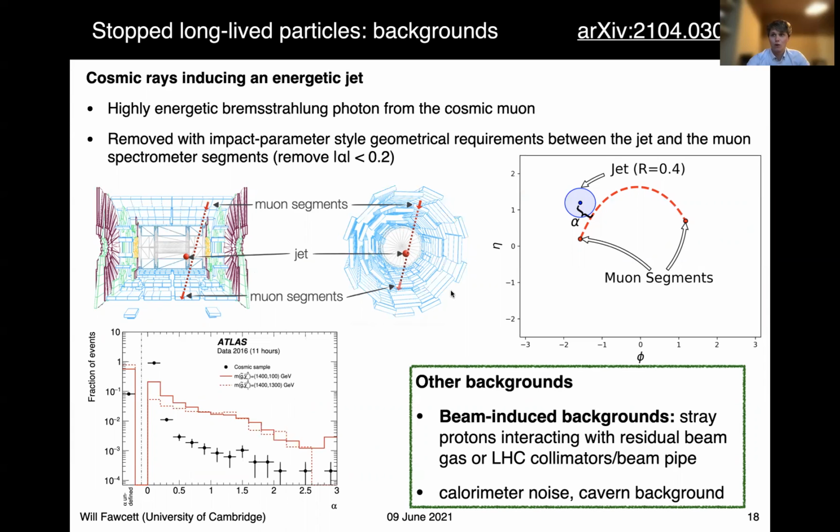The plot on the right here illustrates this requirement and the definition of this alpha variable that they cut on. The curved line in this eta-phi space corresponds to the straight line on the plots on the left. And this alpha is the impact parameter style distance from that line to the jet. And as you can see in the plot on the bottom left, they are able to remove most of the cosmic muon background with this requirement on alpha less than 0.2.